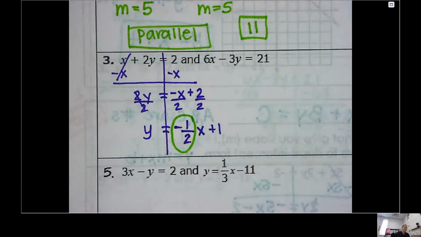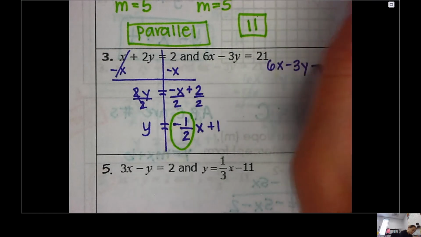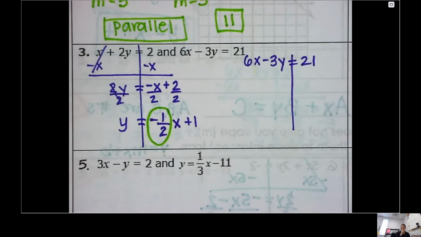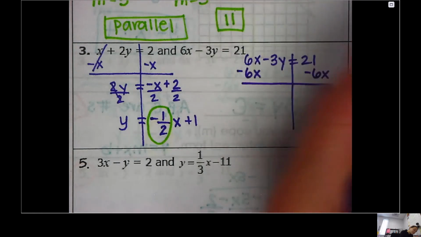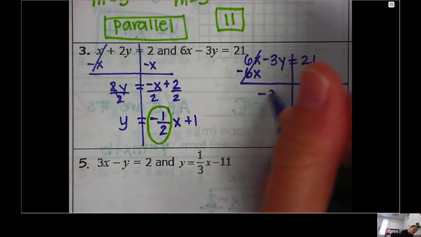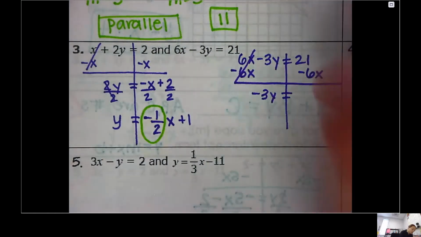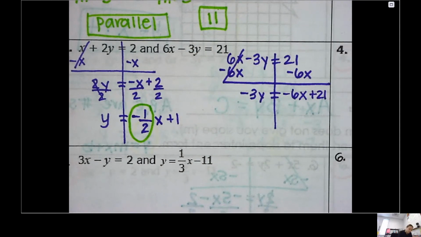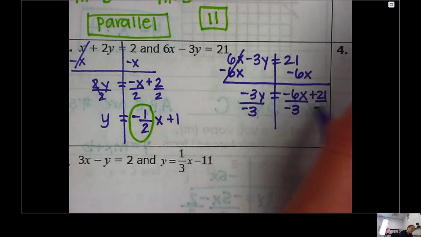Now we've got to do the same thing for the second equation. I'm going to write it over here because I ran out of space. Same thing. What should I do to get the y by itself? Subtract the 6x. Good. I get negative 3y equals what? Negative 6x plus 21. Now I still need to get the y by itself, so what should I do? Divide everything by negative 3.